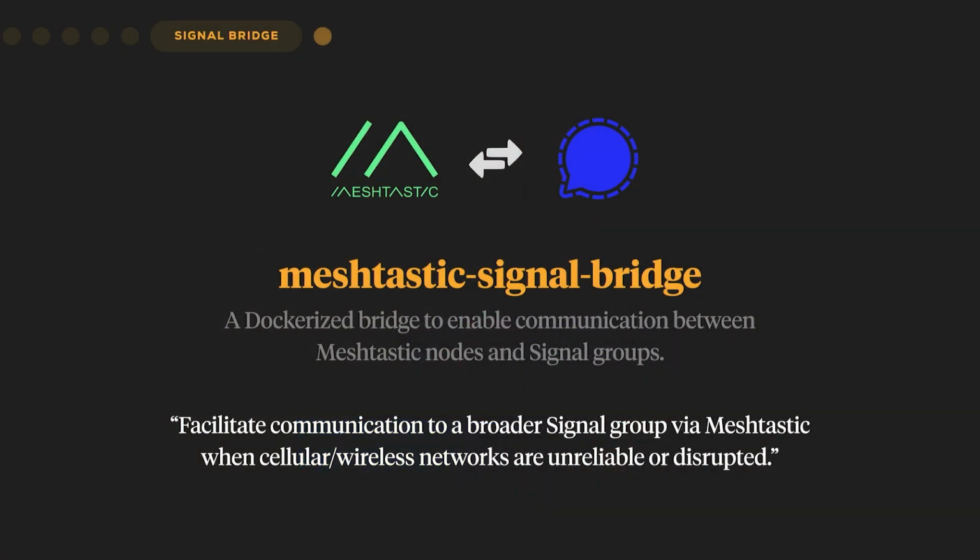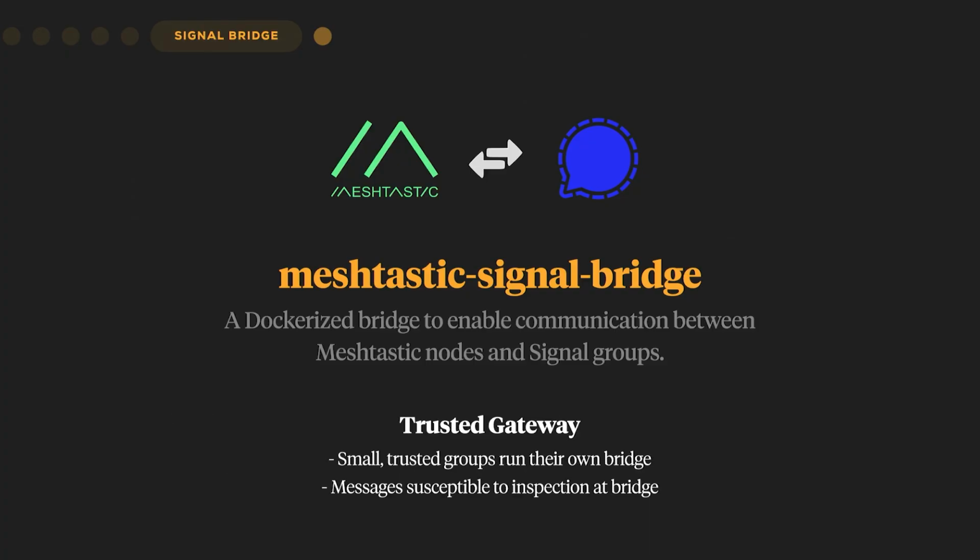Just to cap that off, I made Meshtastic Signal Bridge to facilitate communication to a broader Signal group via Meshtastic when cellular and wireless networks are unreliable or disrupted. The thing I want to really underline is that this software acts as a trusted gateway. This is something you would use for yourself and maybe a couple other people. This is not a service that you would run for a broad group of people. Anyone who wanted to use this would have to run their own instance under those very specific conditions that I mentioned.